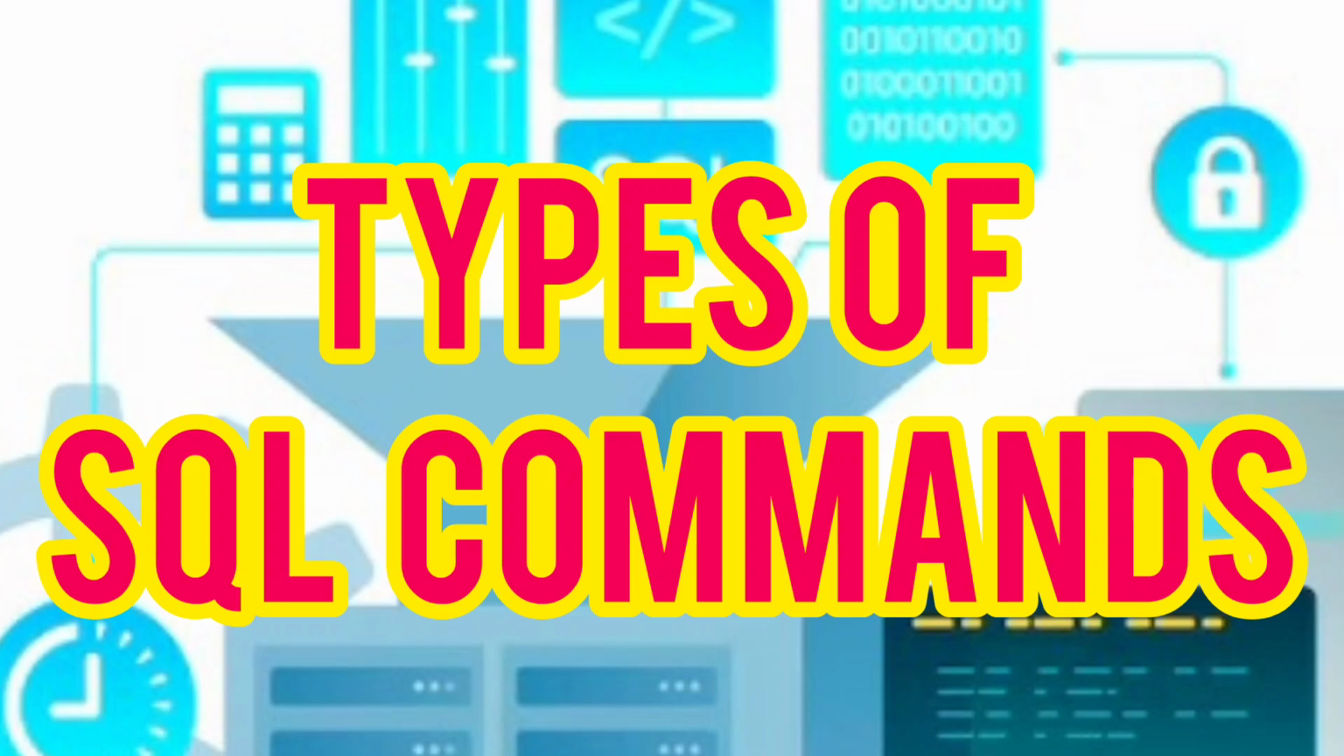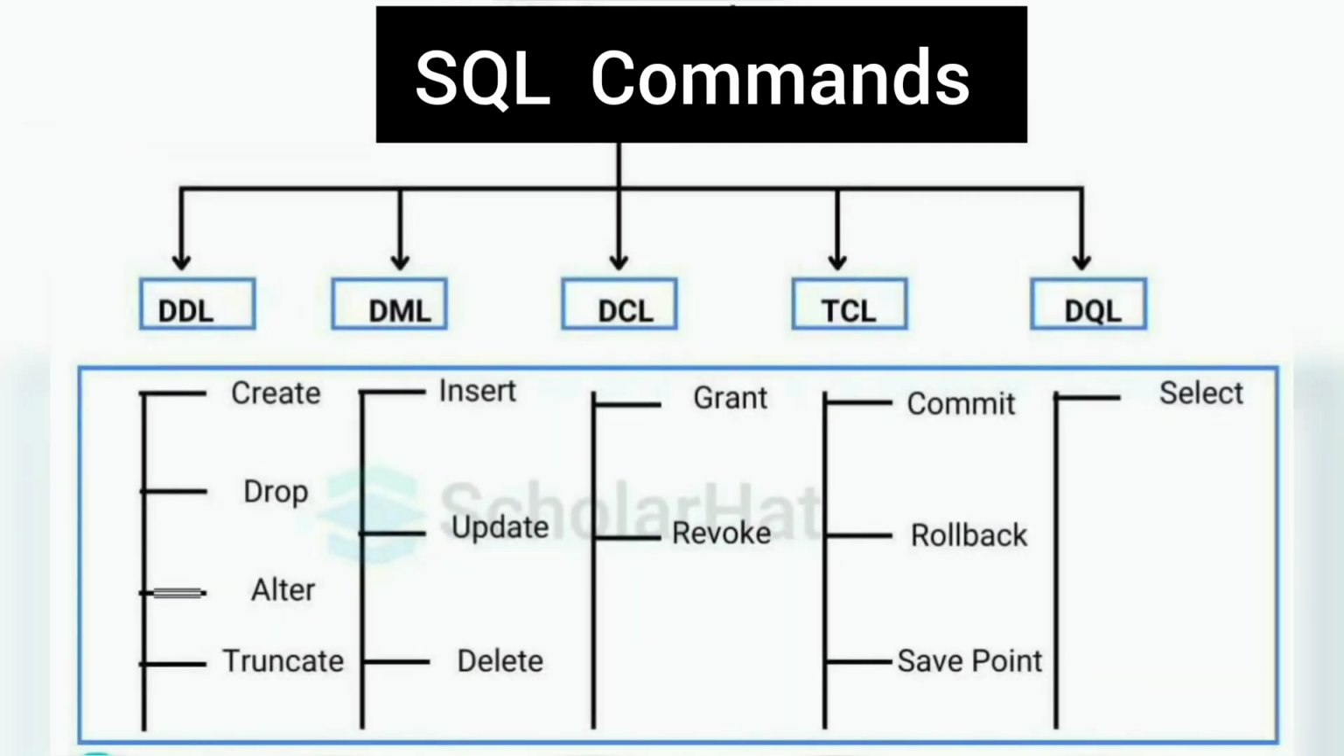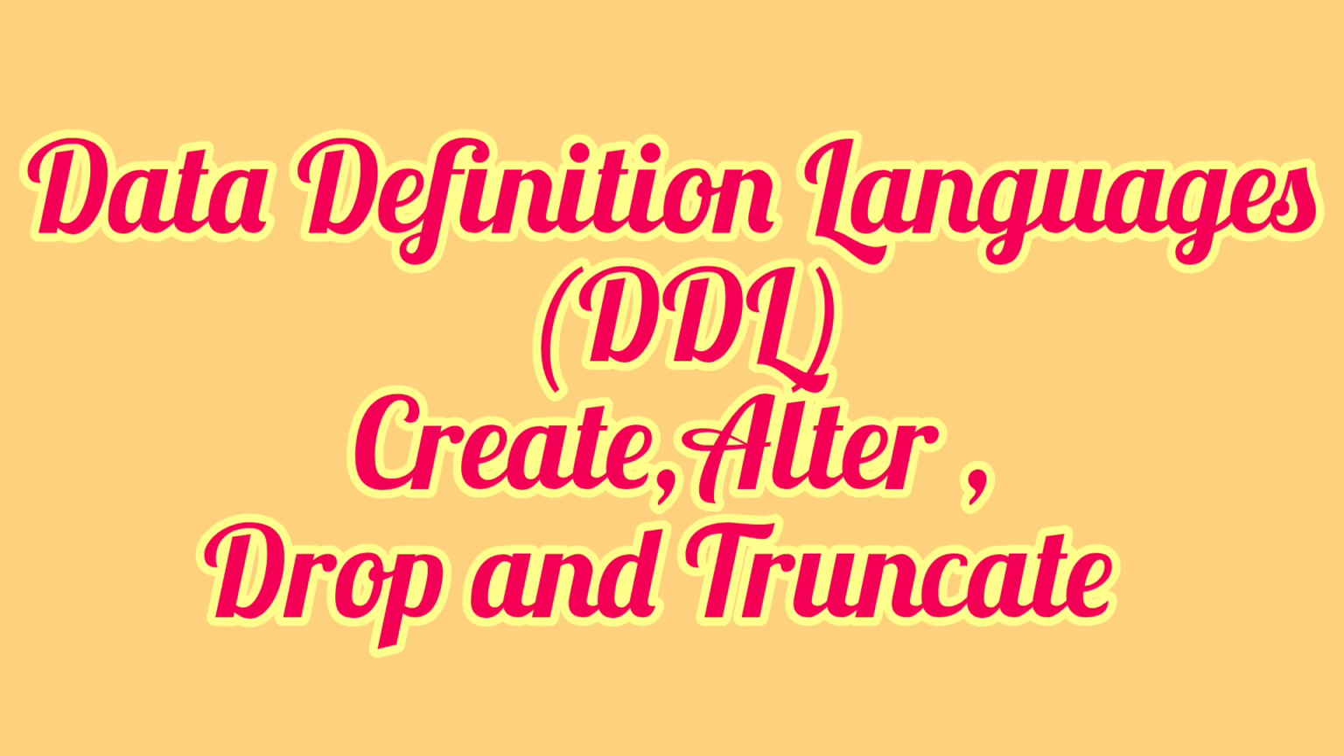In today's video, we will be talking about the 5 main categories of SQL commands: DDL, DML, DCL, DRL, and TCL. So, first up, we have DDL command, that is Data Definition Language.